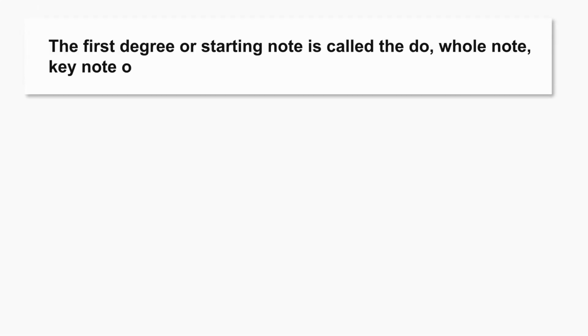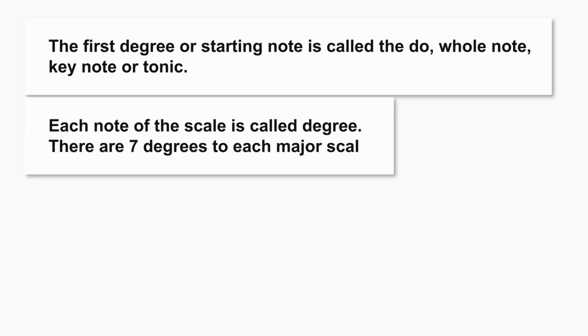The first degree or starting note is called the do, home note, key note, or tonic. Each note of the scale is called a degree. There are 7 degrees to each major scale.